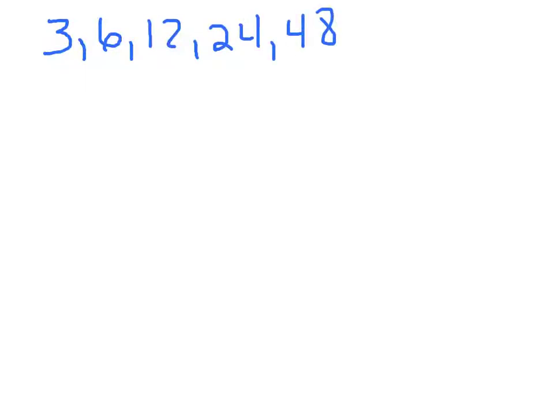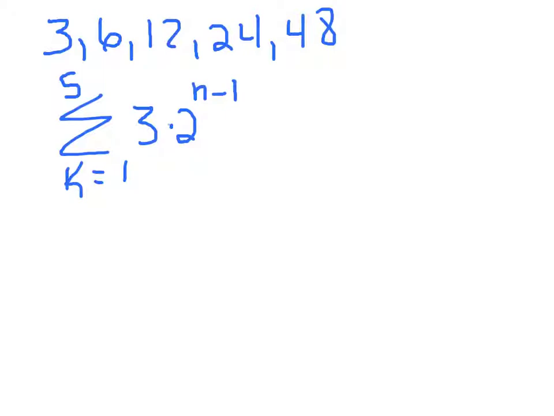The second formula we're going to use today is for the sum of a finite geometric sequence. And so let's take a look at a geometric sequence. Let's say we start off with 3 times 2 is 6 times 2 is 12 times 2 is 24 times 2 is 48. And let's say I want to find the sum from k equals 1 to k equals 5 of 3 times 2 to the k minus 1 power. Okay, that's what that looks like in summation notation.